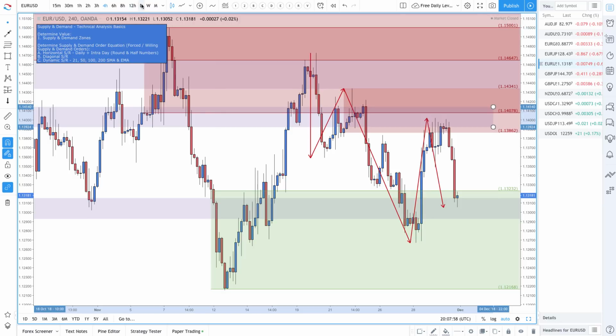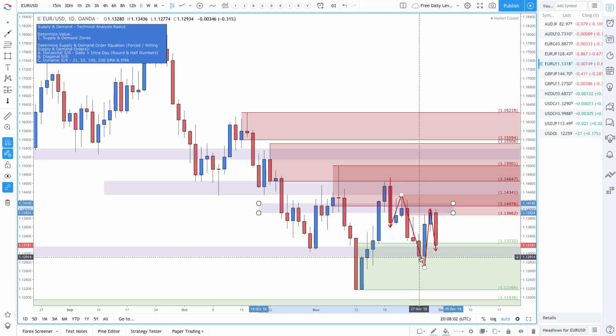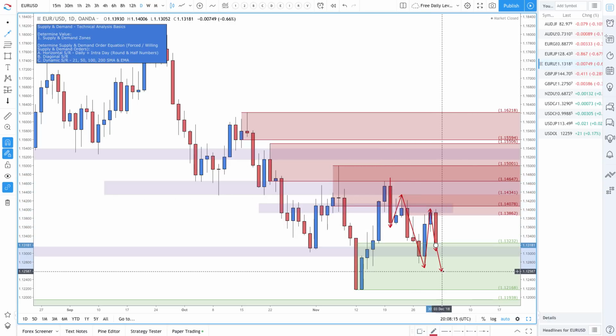So again, if you want to be a buyer, obviously this week that was probably the entry right here from a daily perspective. That's not to say that prices can't go any higher. If you are in this, then obviously you'll be waiting for prices to go a bit higher.